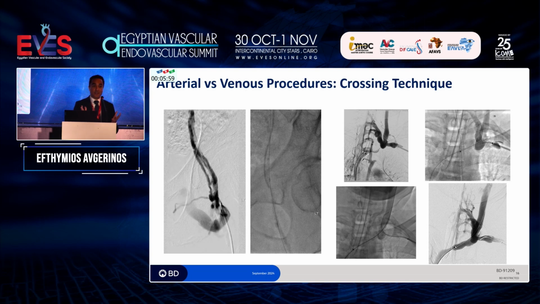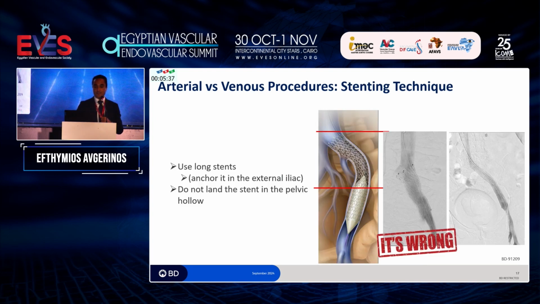Well, more or less the crossing principles are similar. In veins, you can be even more aggressive because these are low flow systems, and extravasation or injury of the vein is not as bad as injuring an artery. So you can even do what we call sharp recanalization. You can use the back of the wire, or you can use needles to cross through chronically occluded veins.